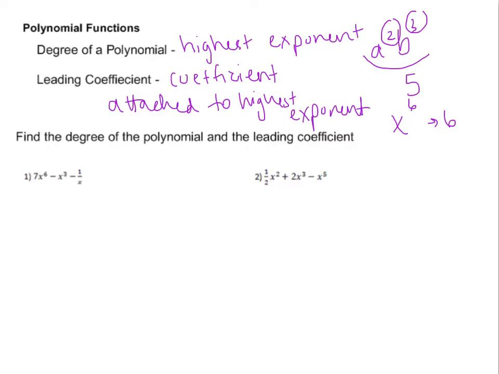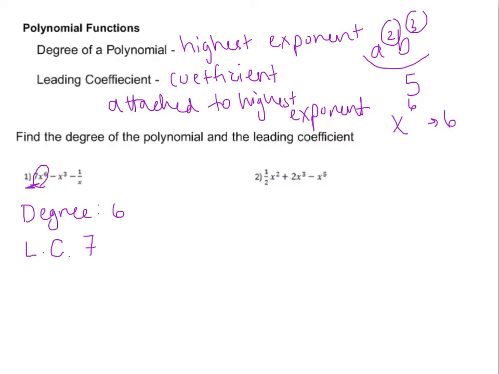So our first one, 7x to the sixth minus x to the third minus 1 over x. First off, we can clearly see that this x to the sixth is the highest exponent, so that would be our degree. Our degree will be 6. And then the leading coefficient, which we will abbreviate LC, is the coefficient attached to it, which in this case is 7.